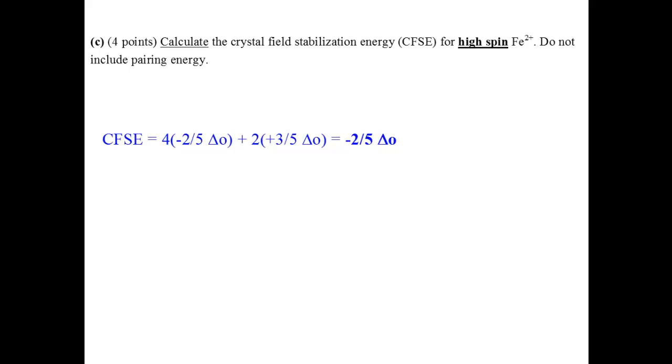And now, how do you calculate CFSE for the low spin species? In that case, you place all your electrons in the T2G set. Thus, the CFSE is negative 4/5 delta.